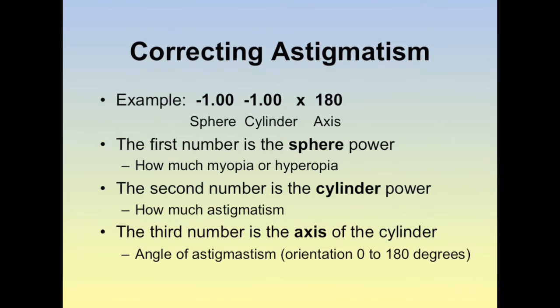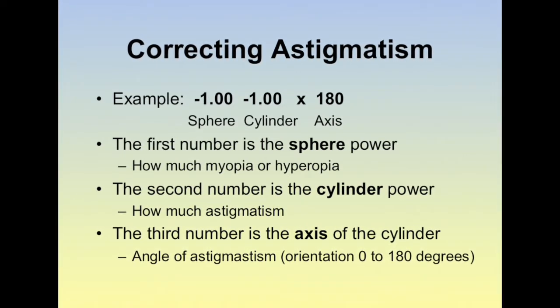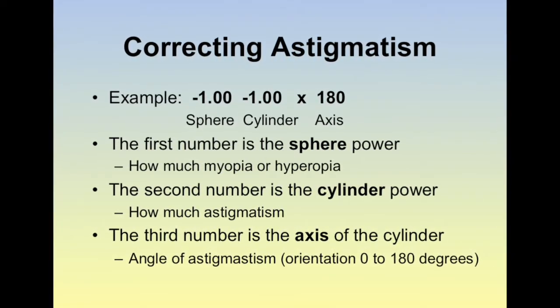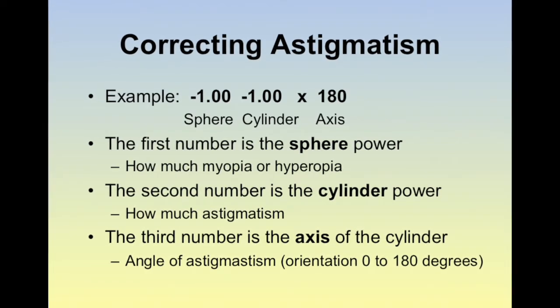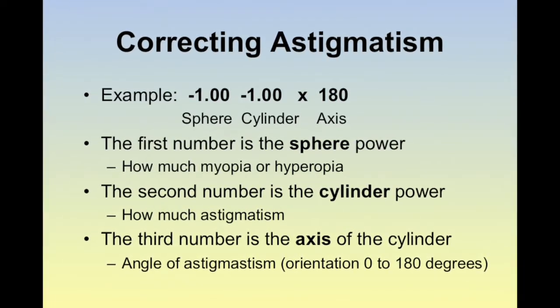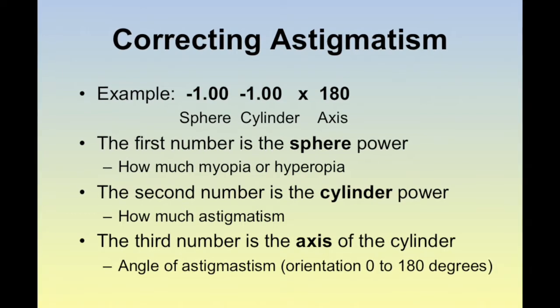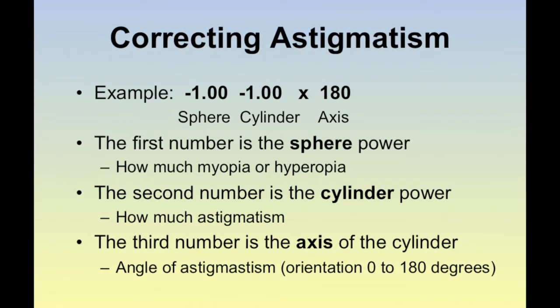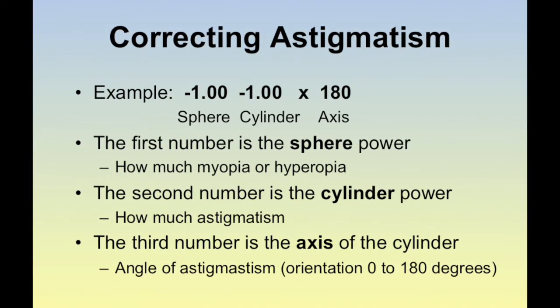So showing an example for astigmatism here, this example shows a -1 sphere. That means the patient has myopia, it's minus. There's a -1 cylinder, that's how much astigmatism they have, and then there's an axis of 180. So that's the direction, horizontal this way. If you see 90, it would be axis vertical.